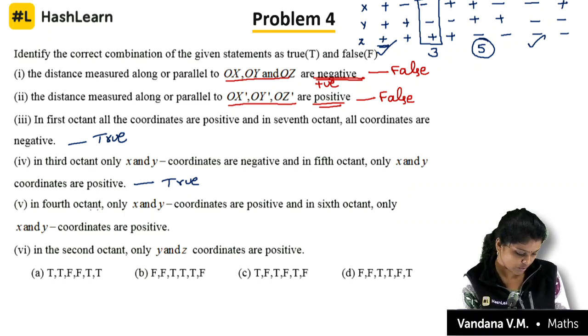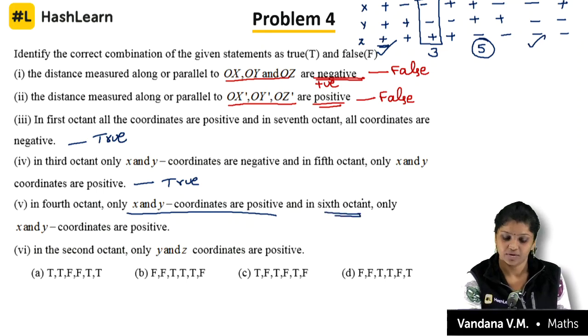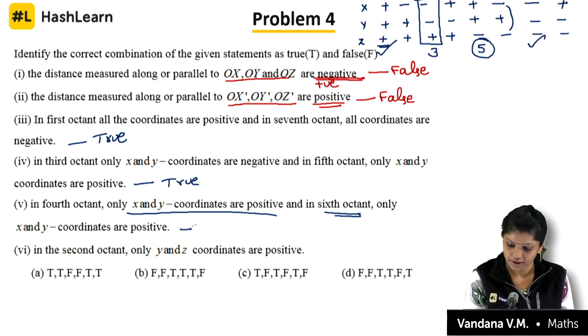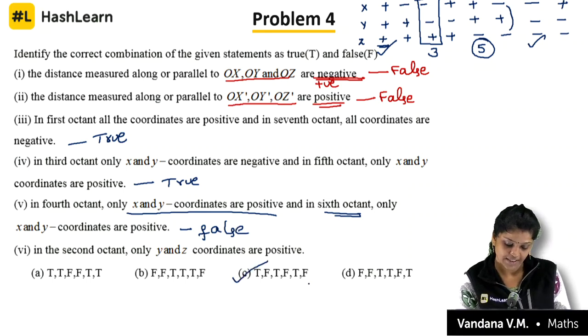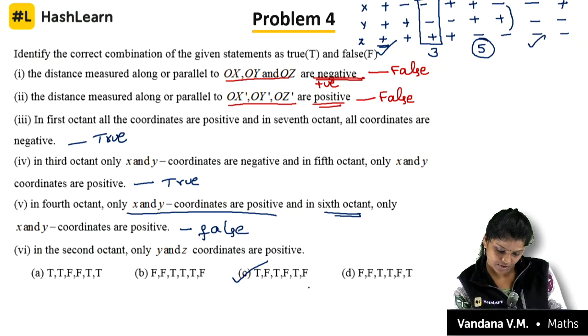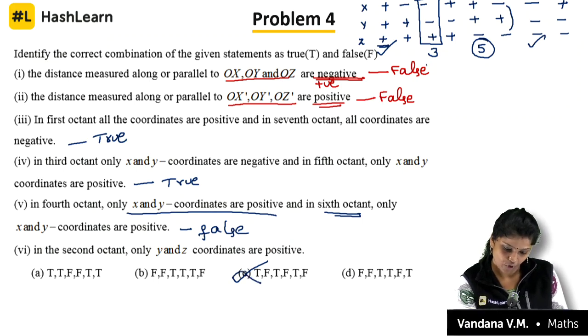No. Is it true? Fifth octant, right? Yes, x and y are positive. Sixth octant, not seventh. So, what x and y are positive they are telling? No, it is false. So, which option is correct? False, false, true, true.